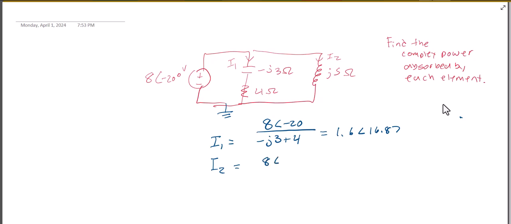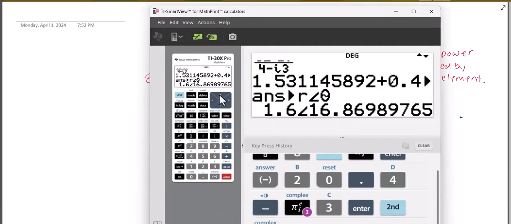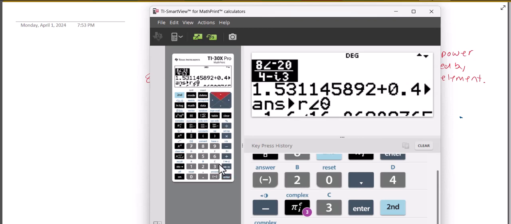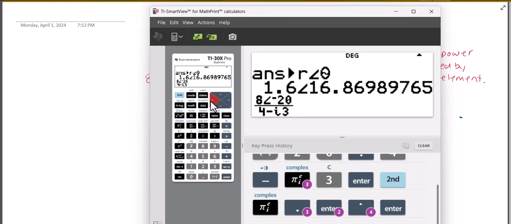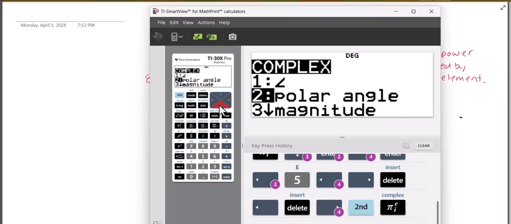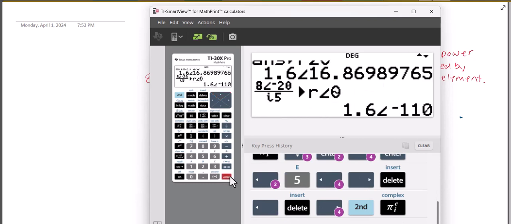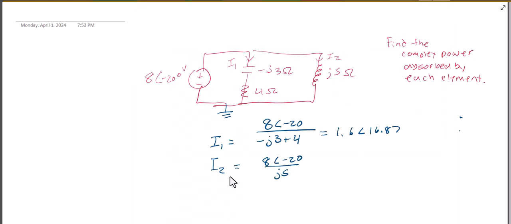I2 equals 8 angle negative 20 over J5. And that gets me 1.6 angle negative 110 degrees.